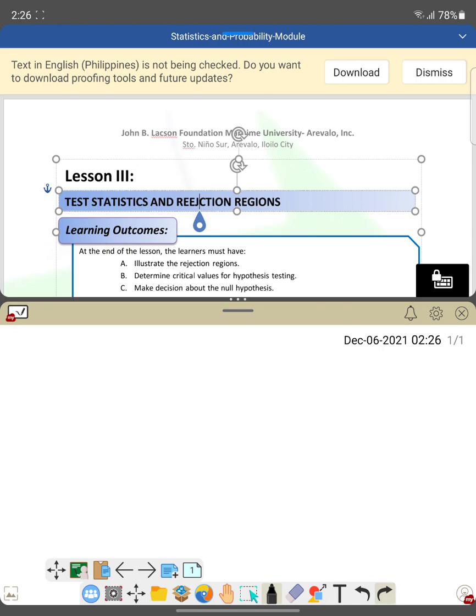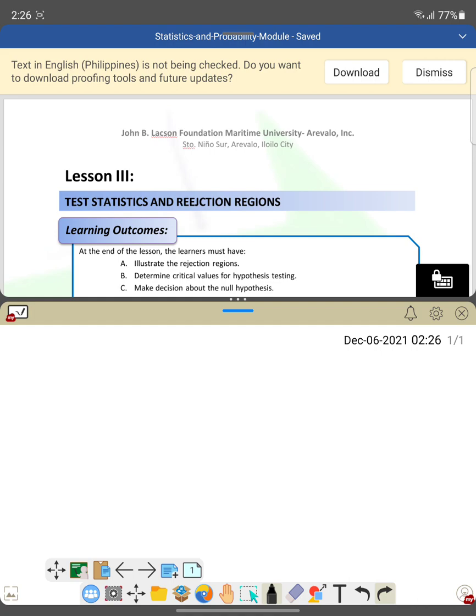There's somehow an error for that. Let me check that one. Okay, so we cannot edit this one. Okay, let it be. So the word for that is rejection.